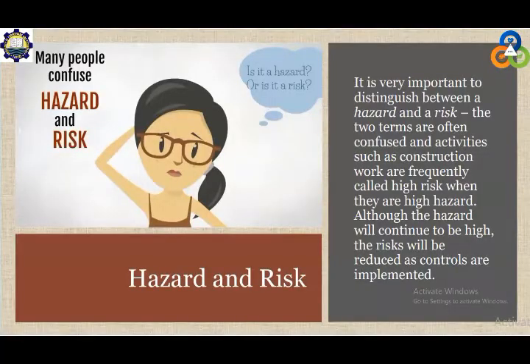Next, many people are confused about hazard and risk. Actually, the two terms are different. It is very important to distinguish between hazard and risk. The two terms are often confused, and activities such as construction work are frequently called high risk when they are high risk hazards. Although the hazard will continue to be high, the risk will be reduced as controls are implemented.